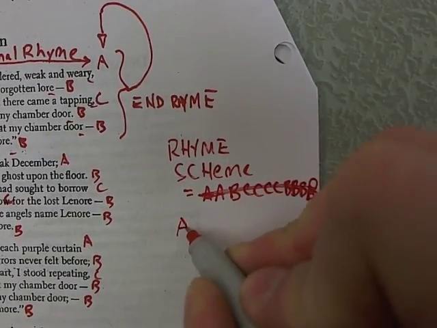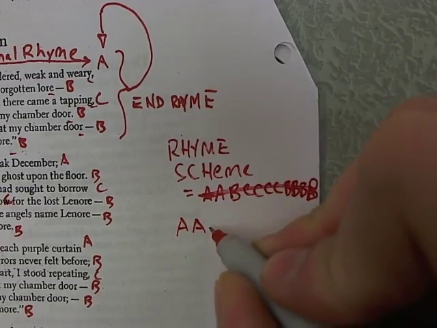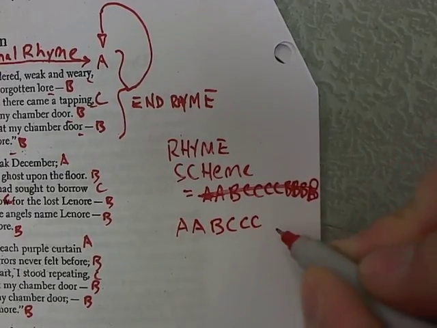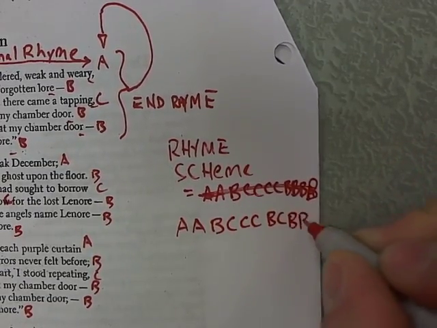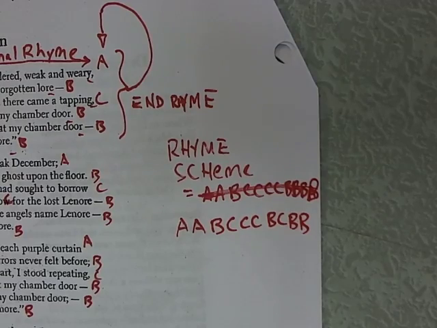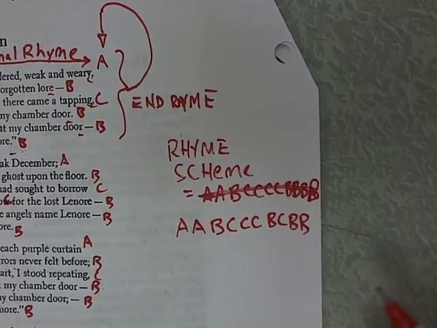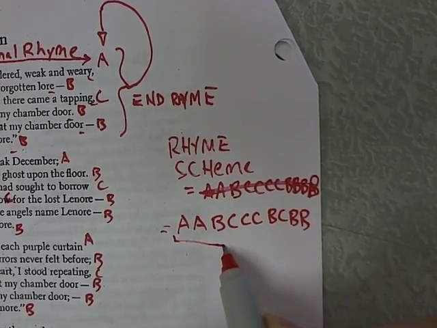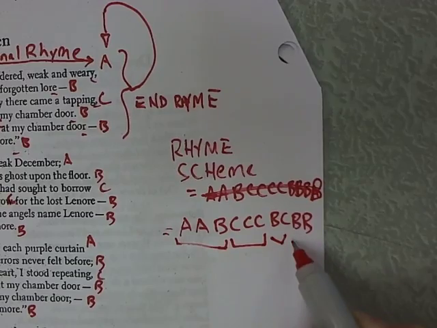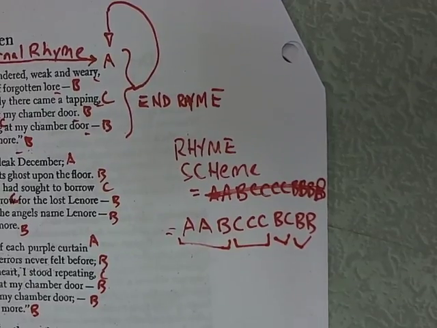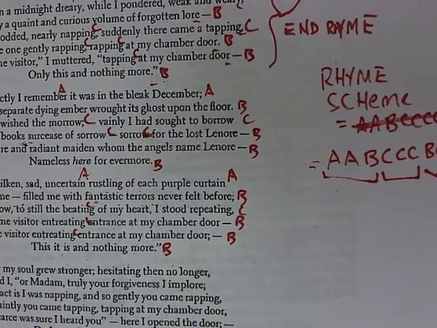All right. A, A, B, C, C, C, B, C, B, B. There you go. That sounds better, doesn't it? Now, even just noticing it now, it actually sounds a bit more rhythmic. You kind of see how there's a set of three, a set of three, a set of two, and a set of two. I don't know. It sounds better to me. All right. So that's rhyme scheme.